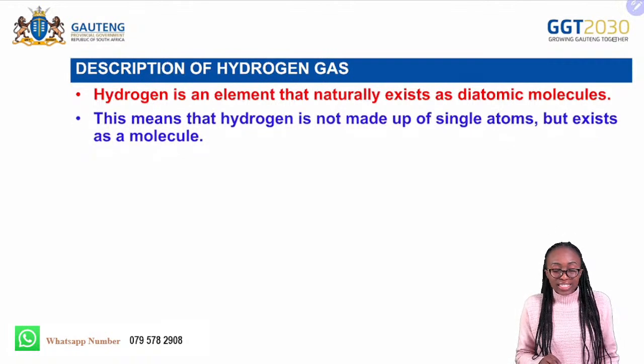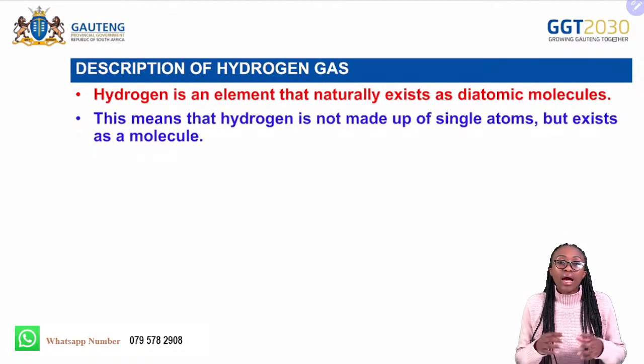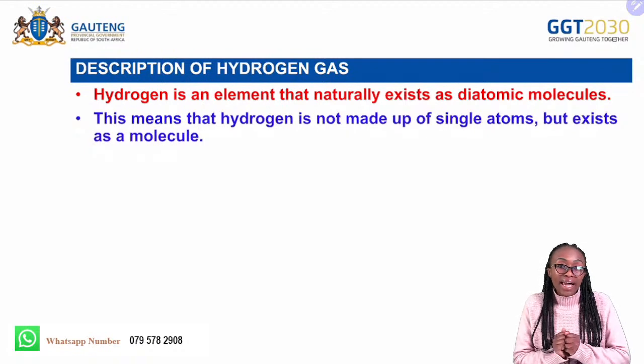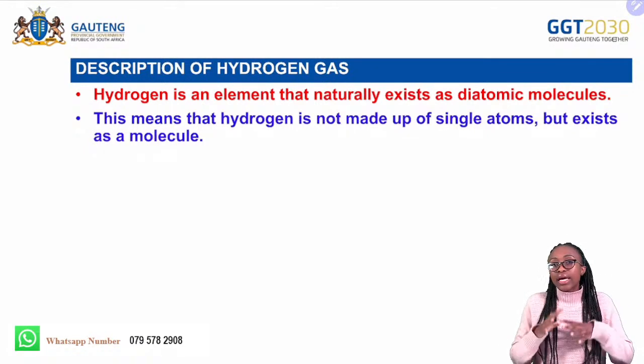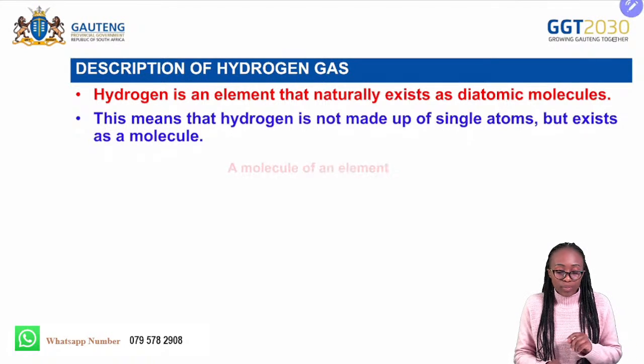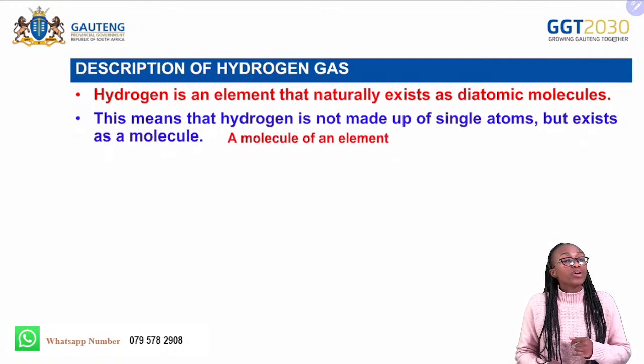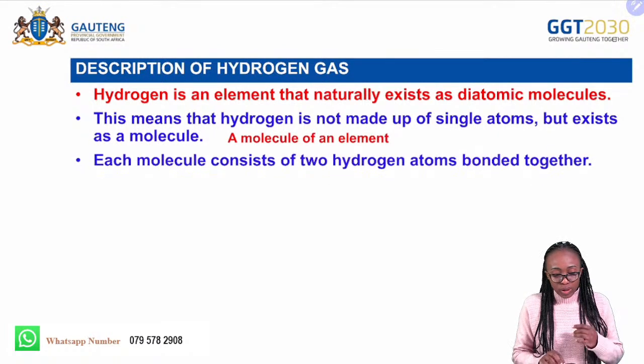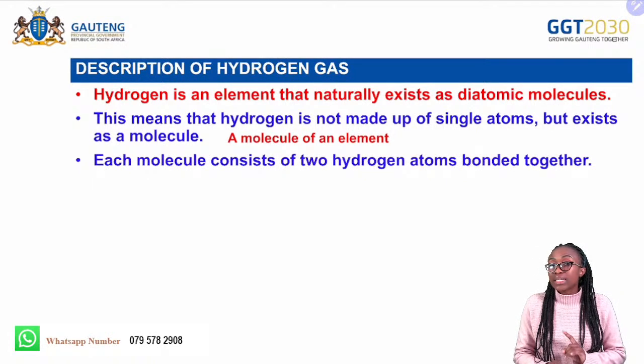And this means that hydrogen is actually not made up of single atoms, like naturally. It is not made up of single atoms, but exists as a molecule. So we call it a molecule of an element. Each molecule of hydrogen consists of 2 atoms that are bonded together with a chemical bond.